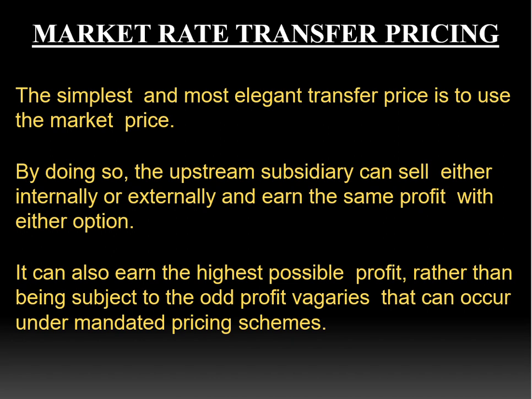When a market exists outside the firm for the intermediate product and the firm is a price taker, then the use of this method, that is market price as a transfer price between the divisions, will generally lead to optimal decision making. This is the simplest and most elegant transfer price to be used in case of the market price. By doing this, the upstream subsidiary can sell either internally or externally and can earn the same profit with either option.